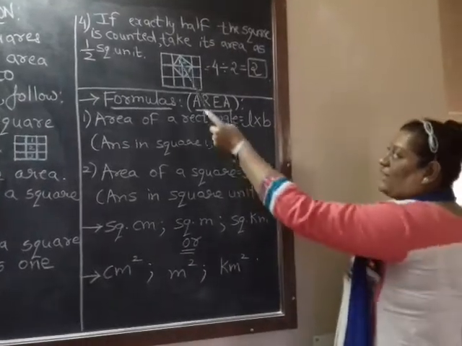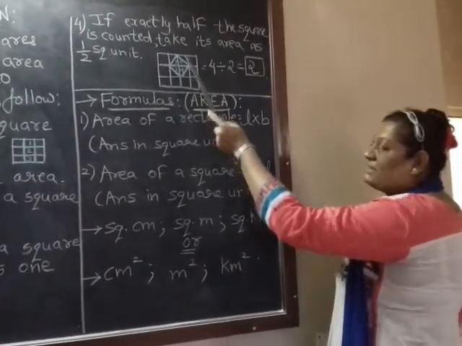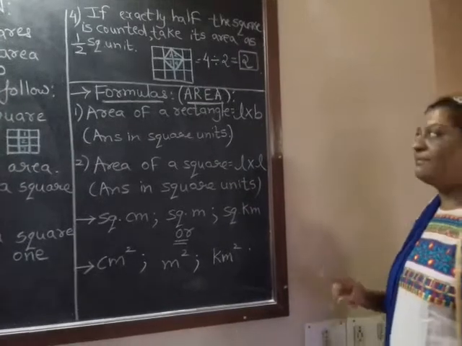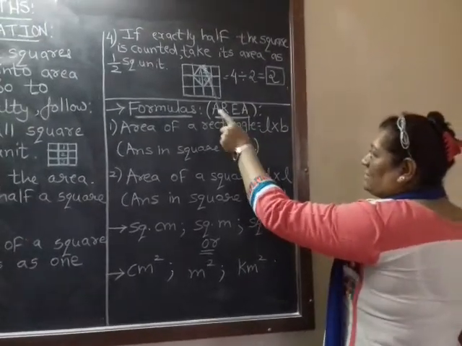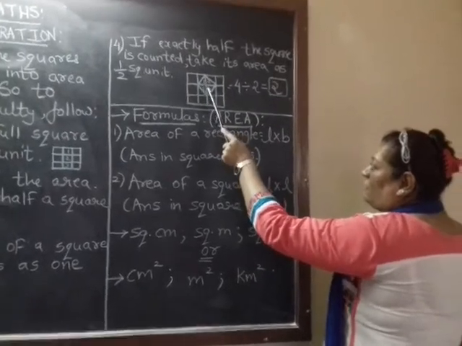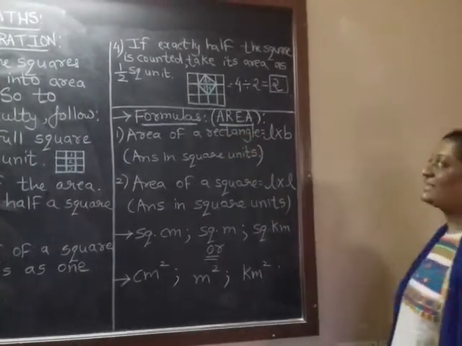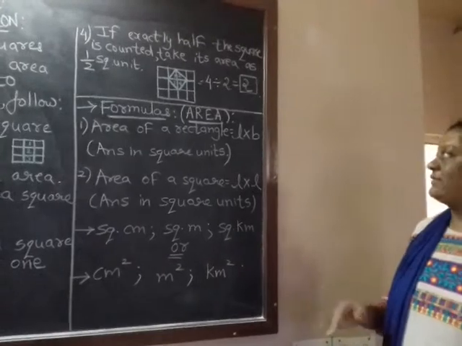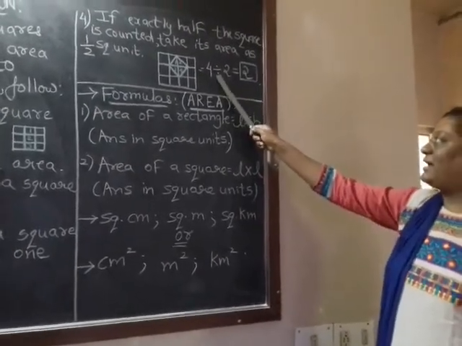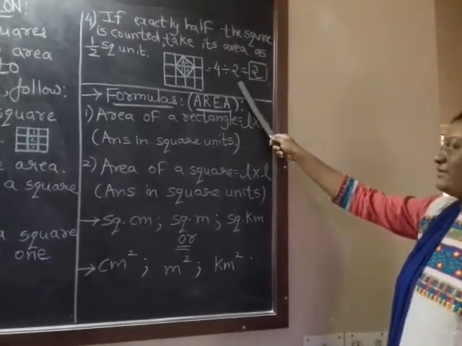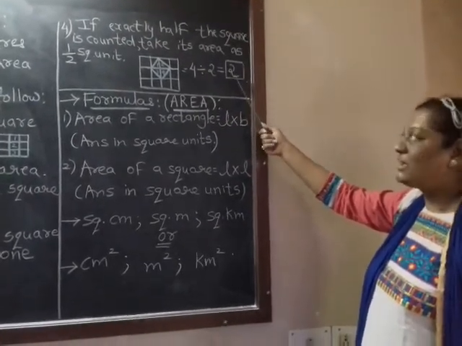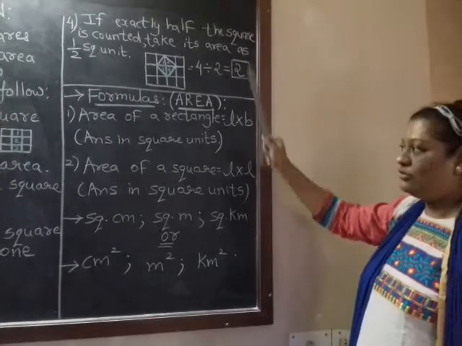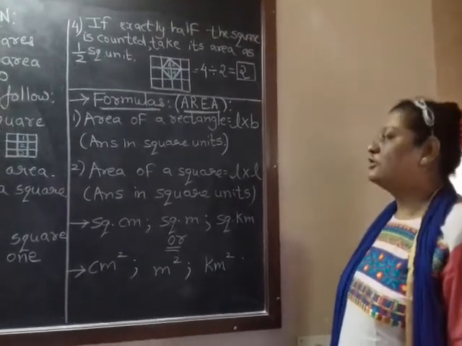So wherever you find in a figure where the square is divided exactly into two equal parts, you have to divide that number of squares, that is 1, 2, 3, 4. These 4 squares are exactly divided into 2 equal parts, so I have to divide it by 2. Always you have to divide it by 2. So 4 divided by 2. So your half squares are how many? 2. Right? Hopefully this is clear to you.